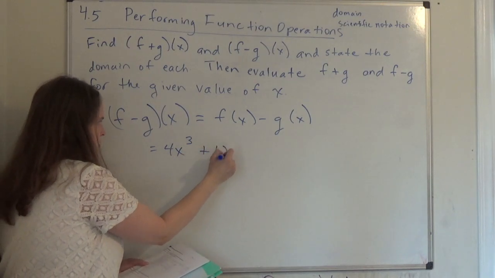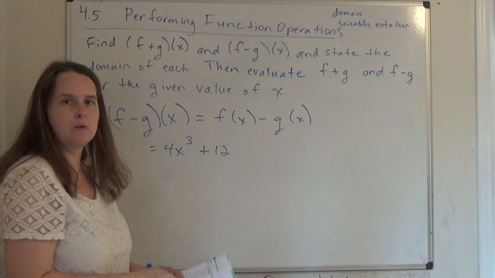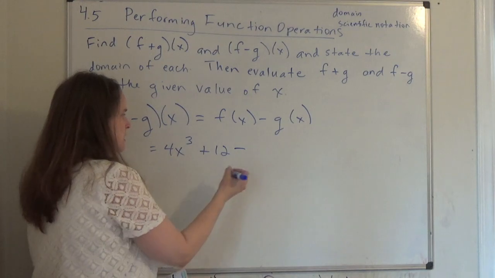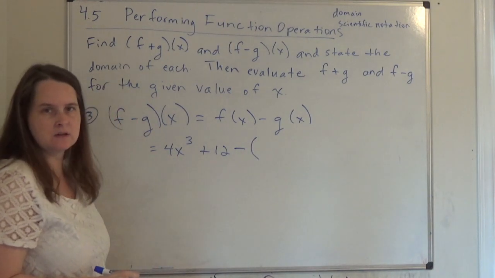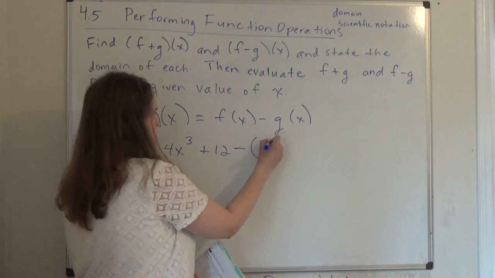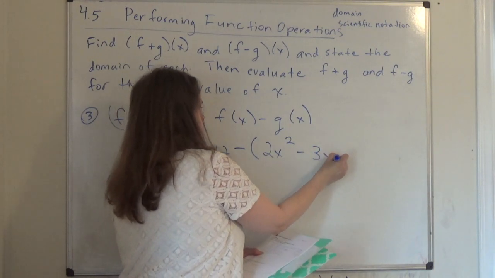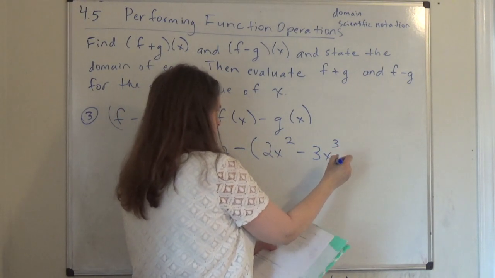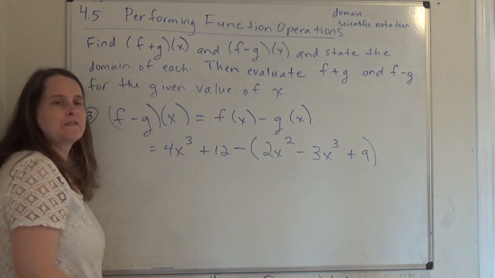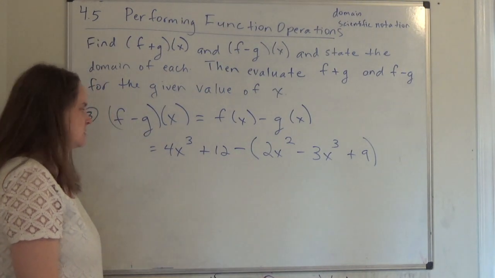So f of x for number 3 is 4x cubed plus 12. And then when I subtract g of x, notice g of x is a trinomial. It has 3 terms. So because you've got multiple terms in your second function, make sure that you put this in parentheses so that you can distribute your negative. So you're going to subtract 2x squared minus 3x cubed plus 9. Okay, so this is the only thing that's different in number 3, is that you've got to make sure you're distributing that negative through the g function.